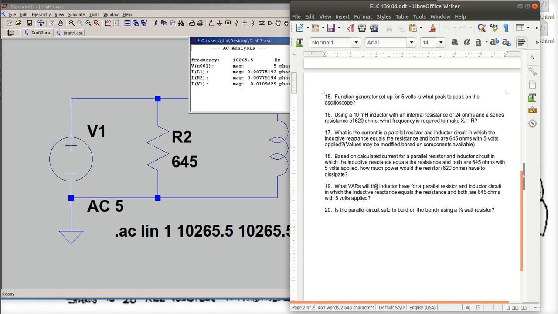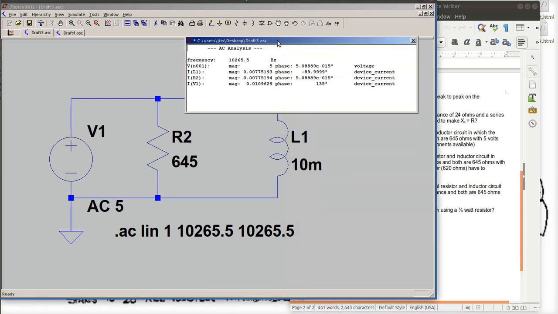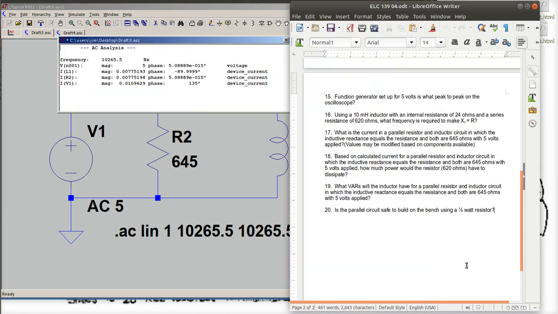Always. And then what VARs will the inductor have to do? Well, in a power circuit, power is I squared R. For VARs, it's going to wind up being I squared, whatever the current through the inductor is, I squared, times the value of the inductive reactance, which we know to be 645. So we should get the right answers that way. And is the parallel circuit safe to build on the bench using a 1/4 watt? So once you do the power calculation, you'll know if it's safe to build.